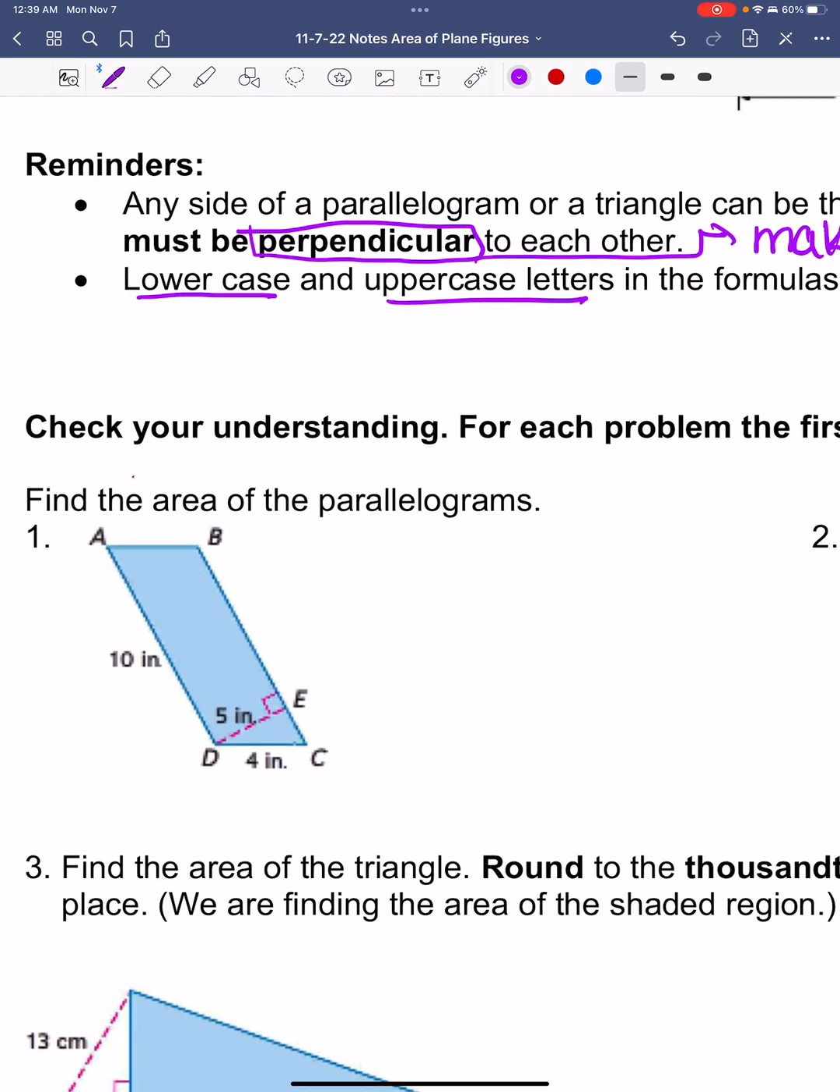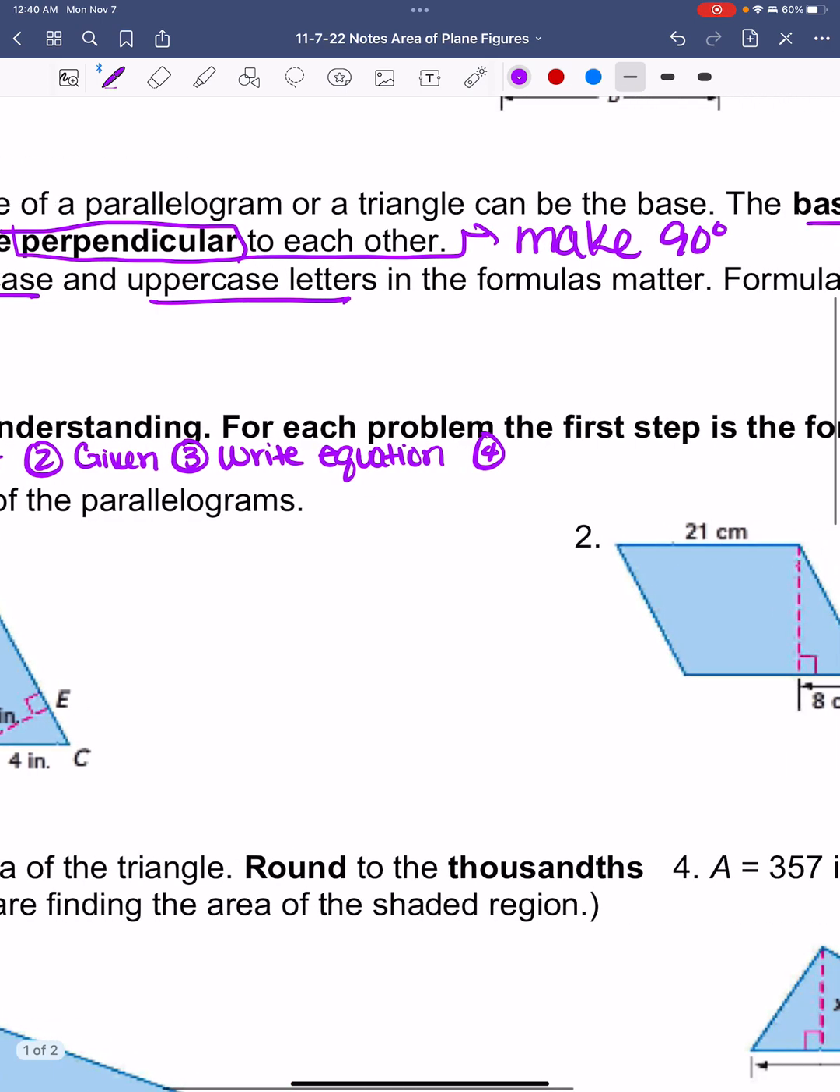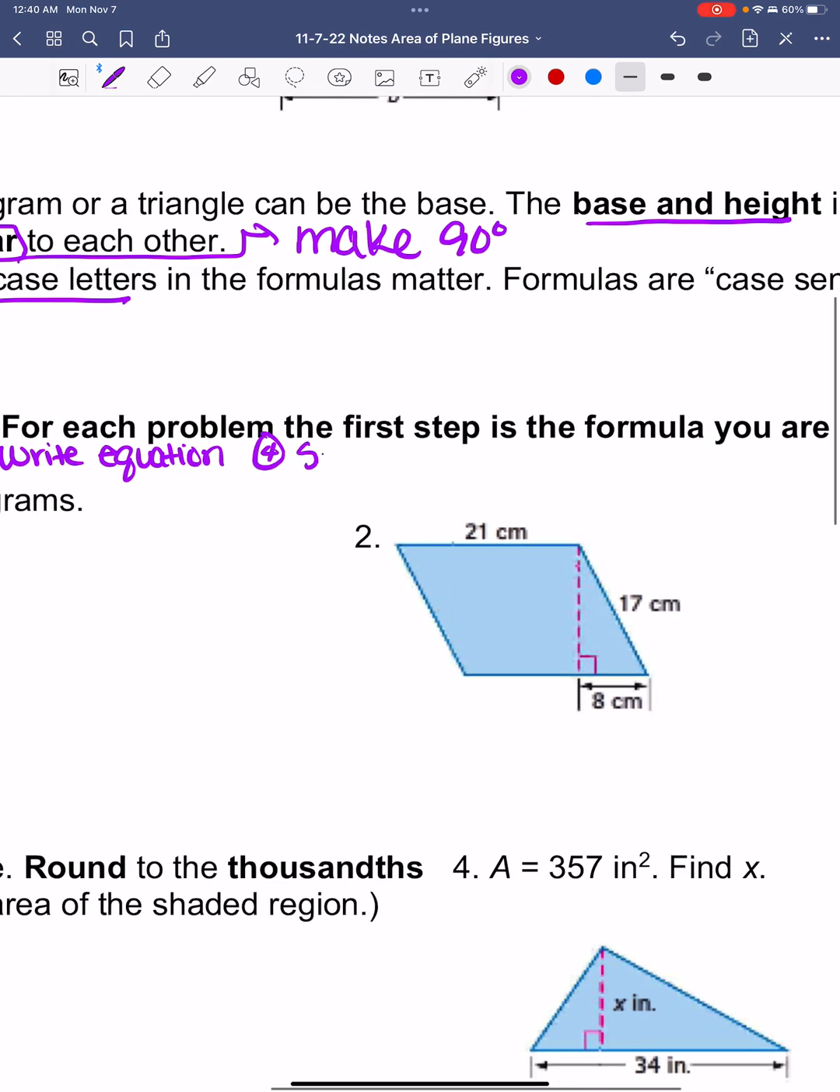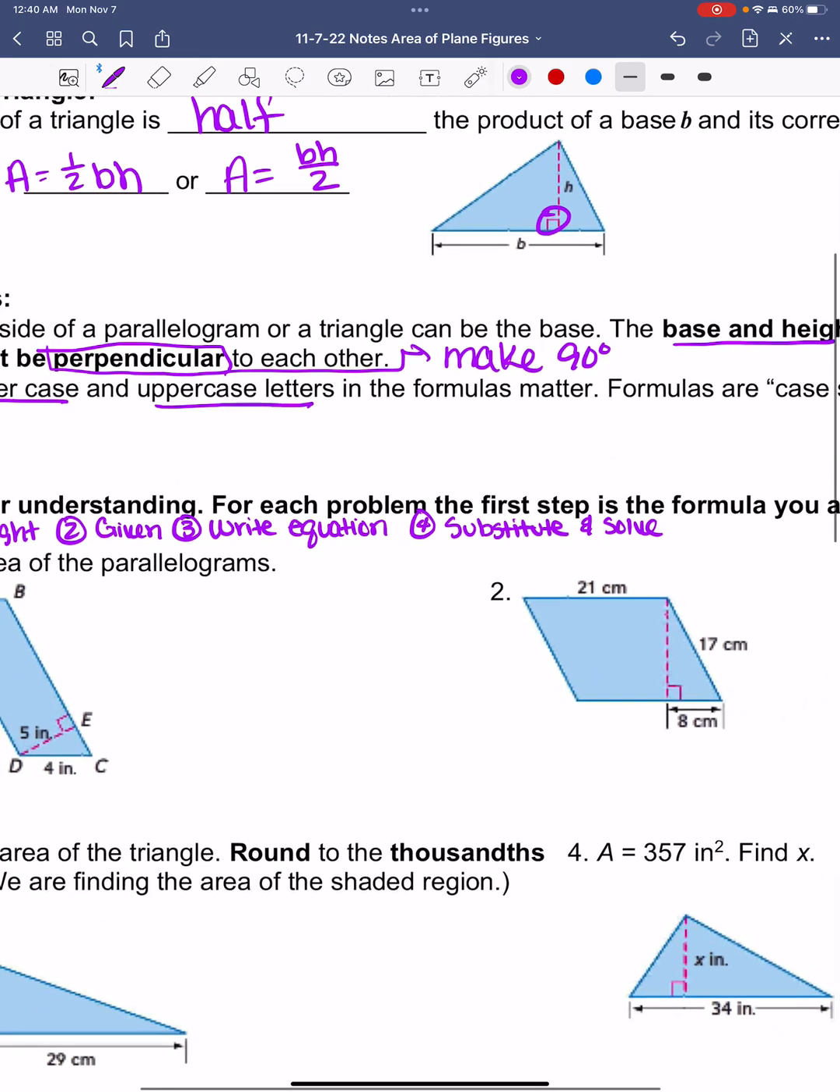So this first example says find the area of the parallelograms. Now, whenever you're finding the area, you're going to do 4 steps. The first thing you're going to do is find the height. The second thing is write down what's given to you. The third thing is write the equation. And the fourth thing is substitute and solve. Okay, those are the 4 steps that you're going to follow.